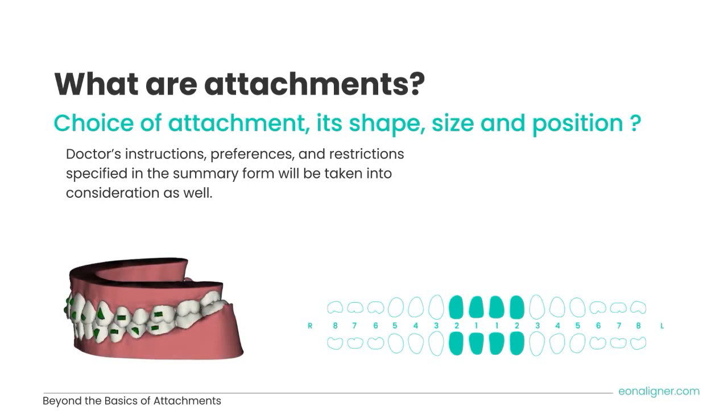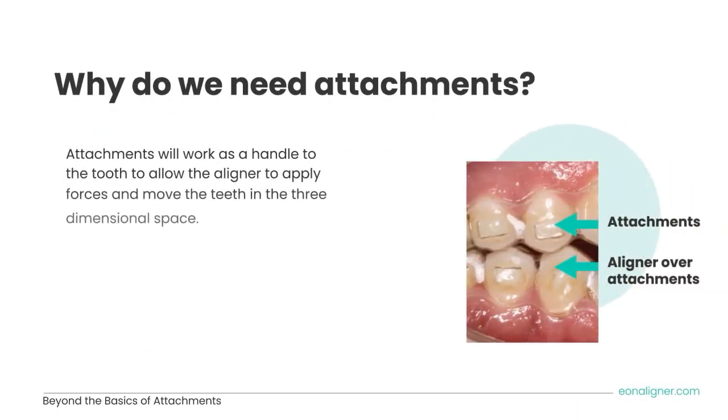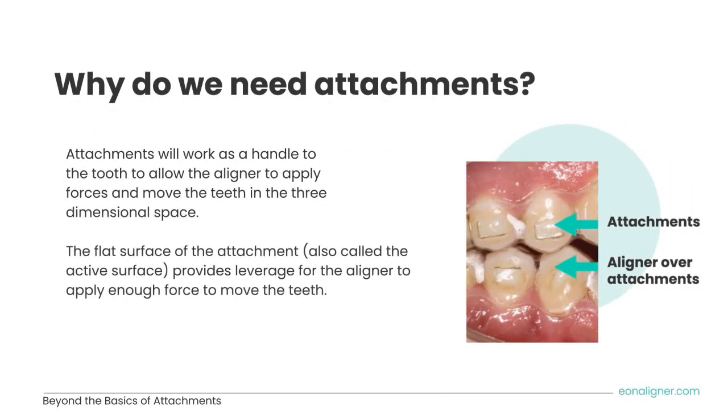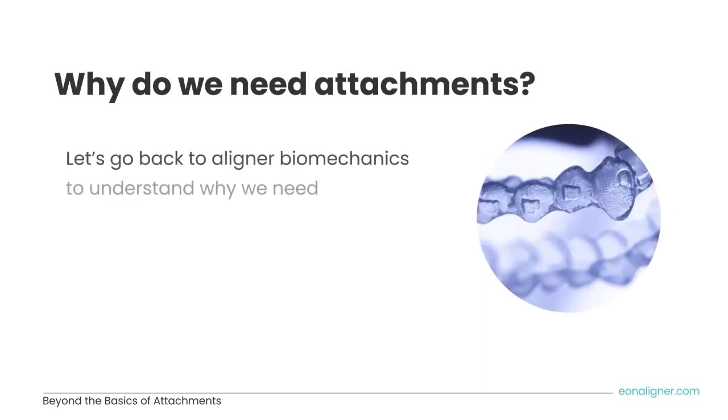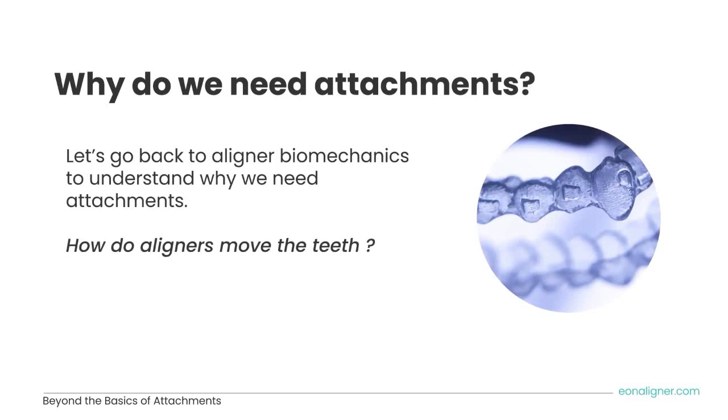After getting an idea about what attachments are, we move forward to understand why we need those attachments. Attachments will work as a handle to the tooth to allow the aligner to apply forces and move the teeth in the three-dimensional space. The flat surface of the attachment, also called the active surface, provides leverage for the aligner to apply enough force to move the teeth. Let's go back to aligner biomechanics to understand why we need attachments.